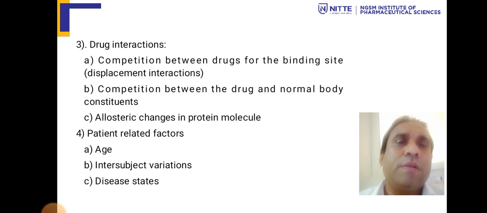The next one is drug interaction. How there will be competition between the drugs for binding sites, which we call displacement interactions, competitive binding between the drug and the normal body constituents. Allosteric changes that happen in the protein molecule will be studied in detail. At the last we will see patient related factors. In this we will see a few examples of how age affects the protein binding of drugs, how there will be intersubject variations, and how a disease state affects the protein binding of the drug. What happens in a disease state?